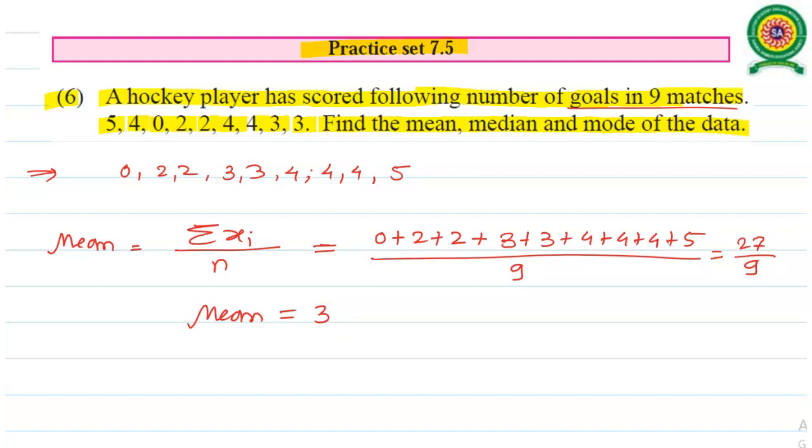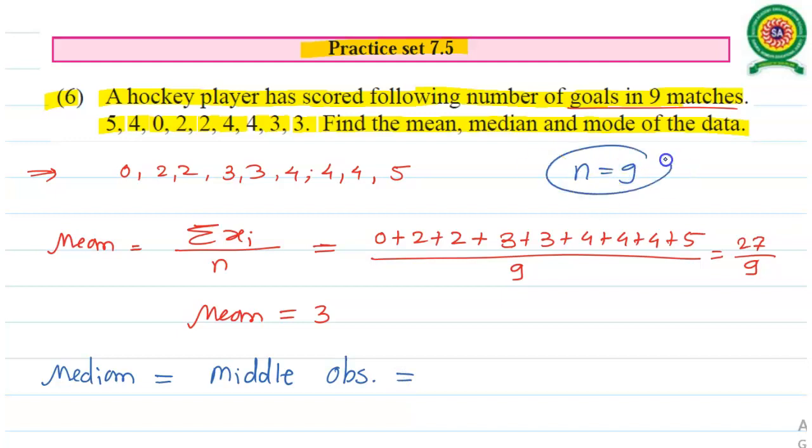Now to evaluate the median. Median is nothing but the midway observation. I am writing the middle observation. The total number of observations is 9, so for the middle observation, we leave 4 towards the left and 4 towards the right. So the middle observation is 3. So the median score of the hockey player is 3.